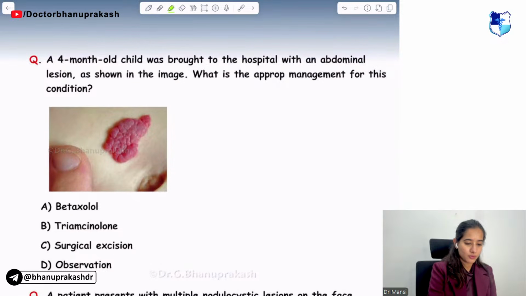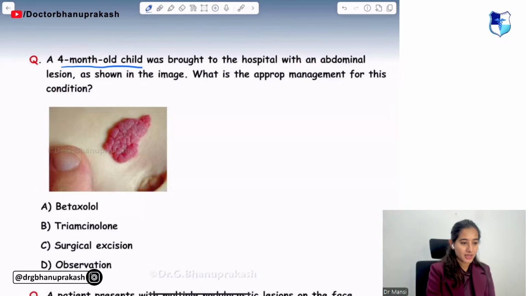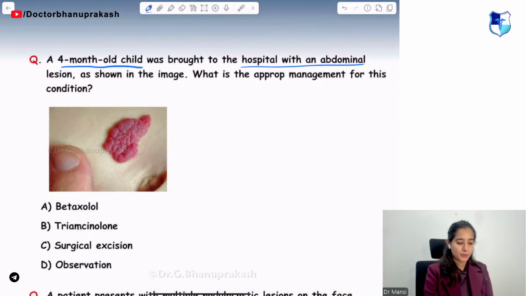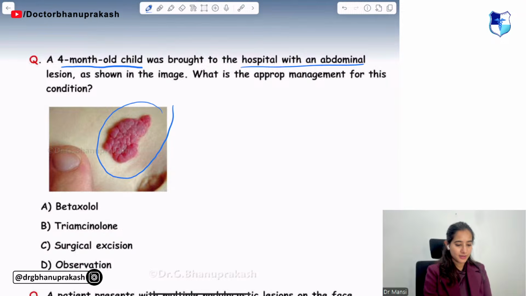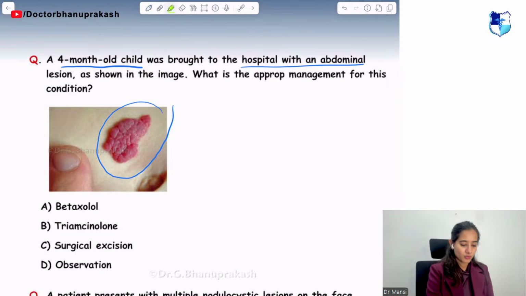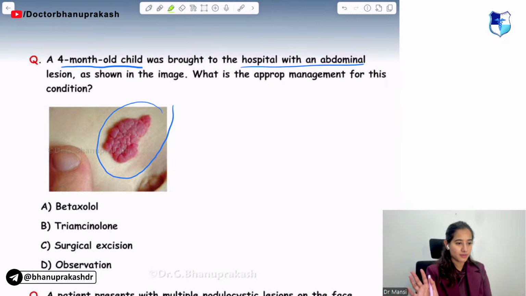Then we have a 4-month-old child. The next question: who was brought to hospital with an abdominal lesion. So this is a kind of lesion which is present. And what will you do with this lesion? Would you like to just observe and wait? Would you like to do the surgical excision, or triamcinolone, or betaxolol? Someone is very eager to just excise the lesion of a baby.